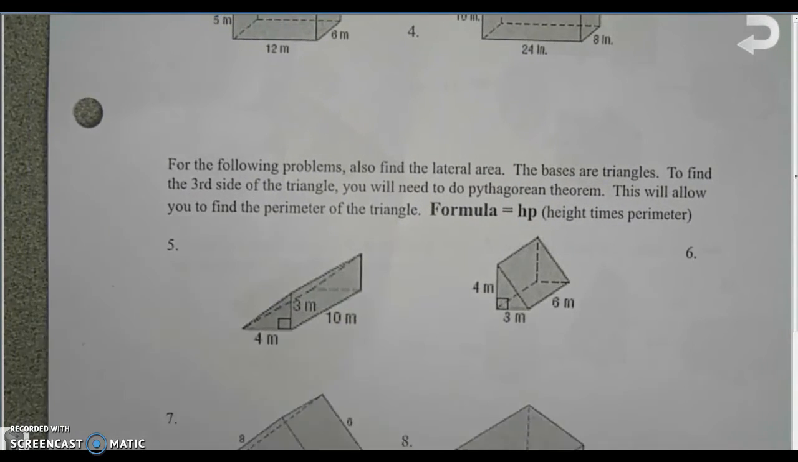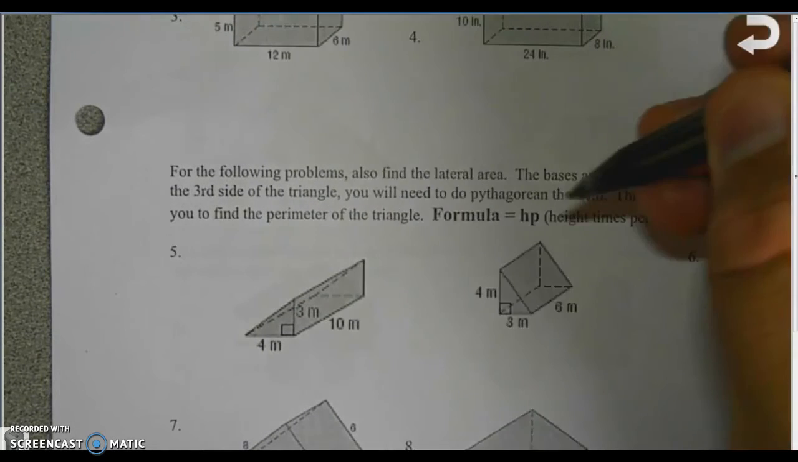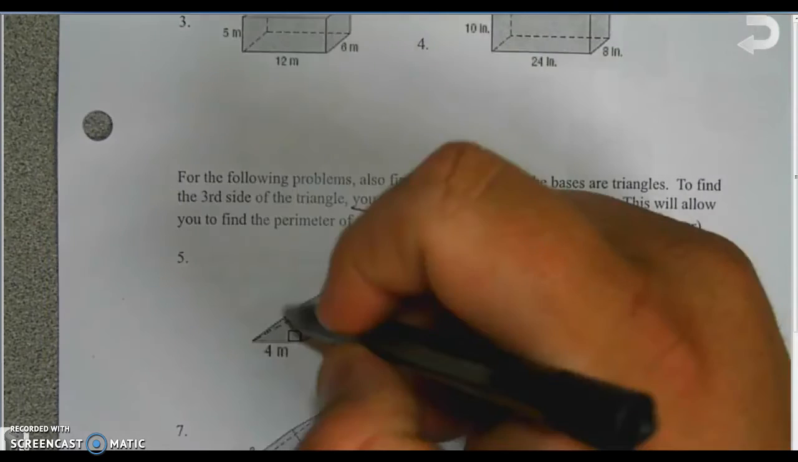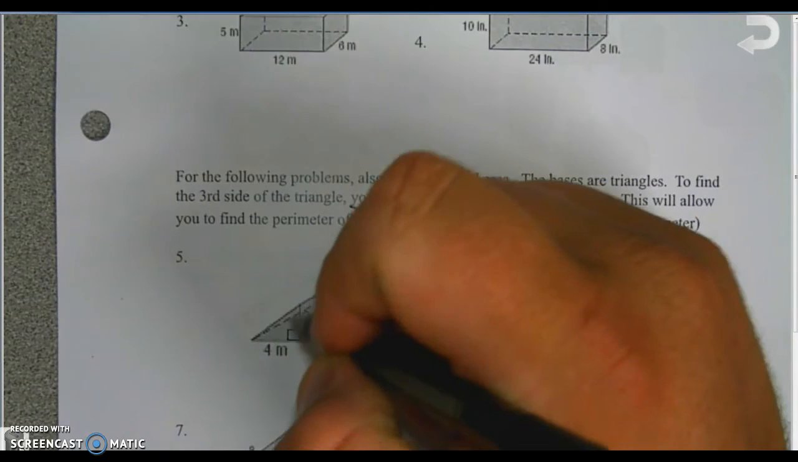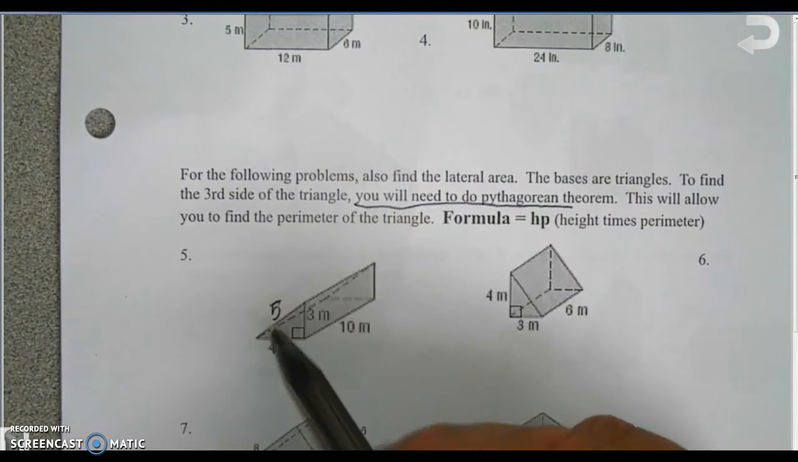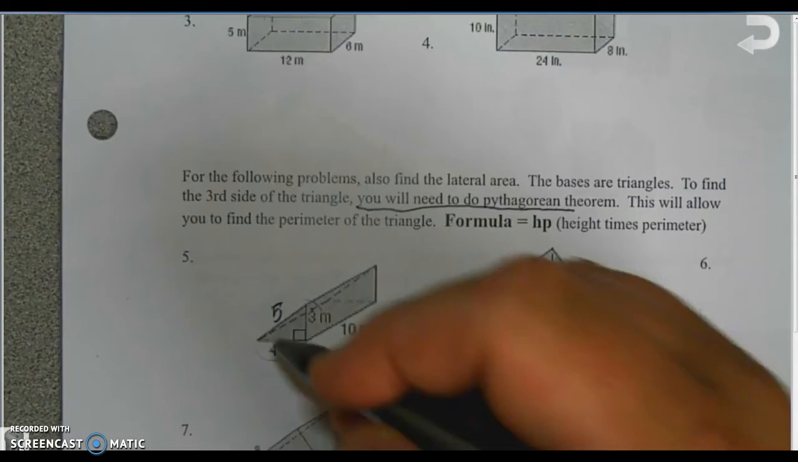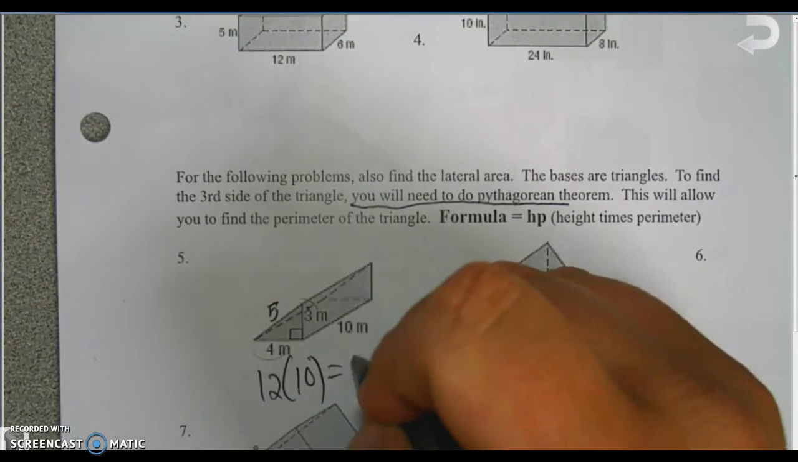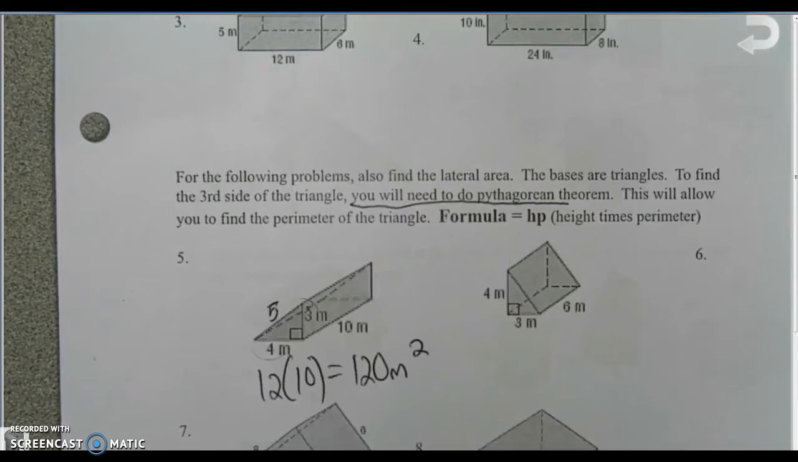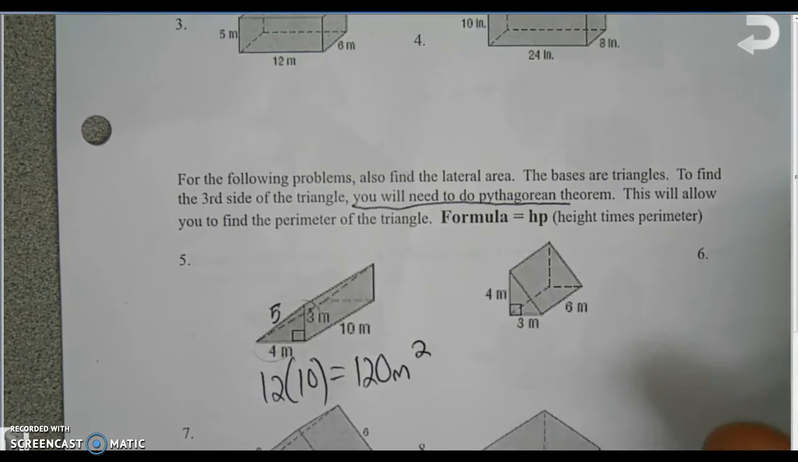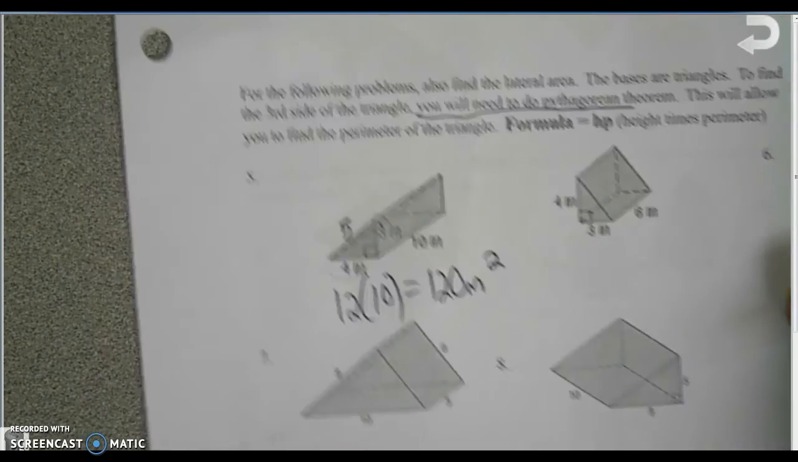For lateral area of a triangle prism, you do height times perimeter. Now, the key is you will have to do the Pythagorean theorem first. In this one, the Pythagorean theorem tells me that with 3 and 4, the hypotenuse is 5. So the perimeter of the triangle is 12, and 12 times 10 is 120 meters squared. Okay? So that should help you with the front page. Finish those other 6 problems.